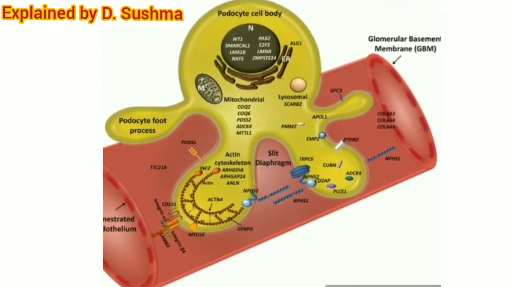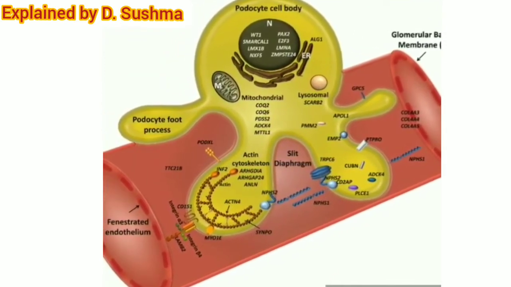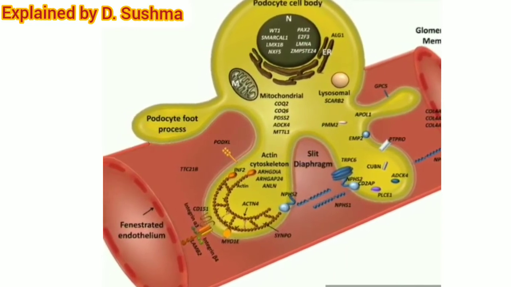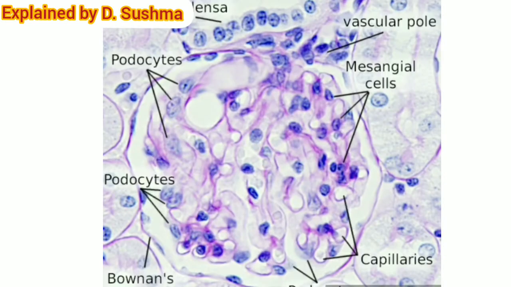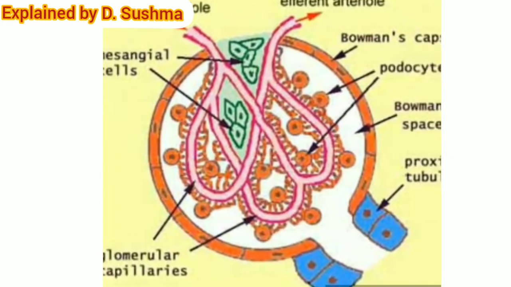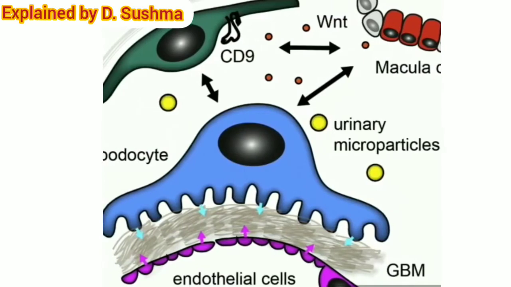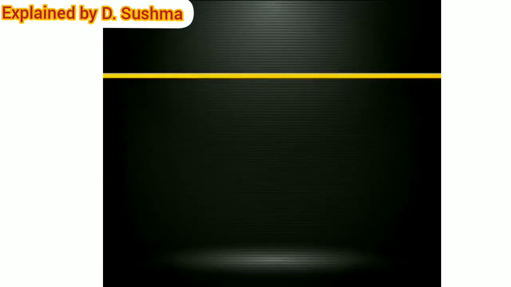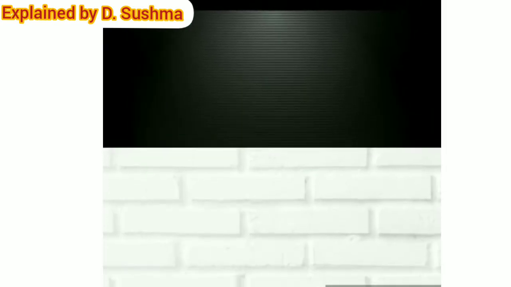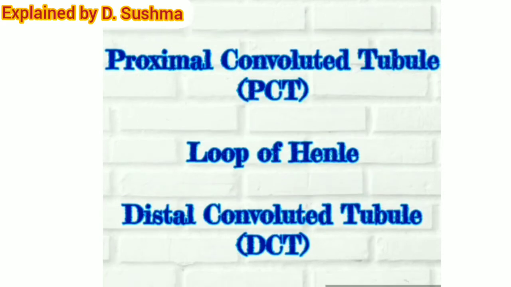Bowman's capsule, which accommodates one glomerulus, is lined by a single layer of squamous epithelial cells called podocyte cells. There are fine pores between podocyte cells to allow passage of material filtered out of the glomerulus. Renal tubule. It has three parts: proximal convoluted tubule, loop of Henle, and distal convoluted tubule.